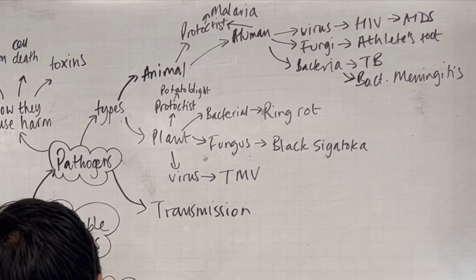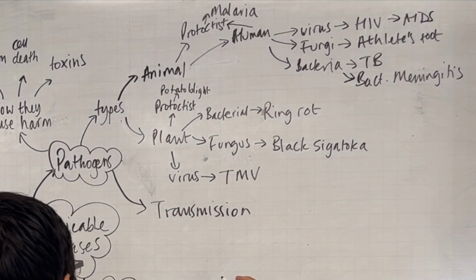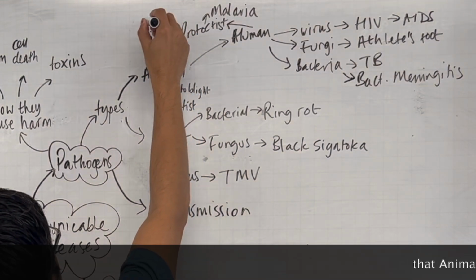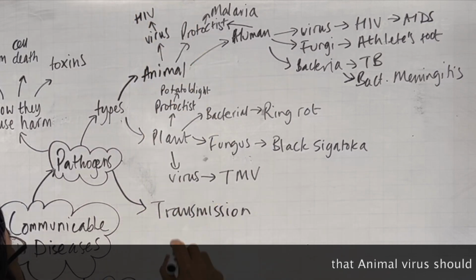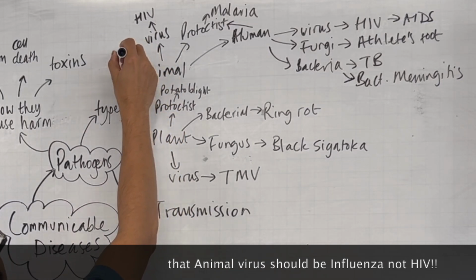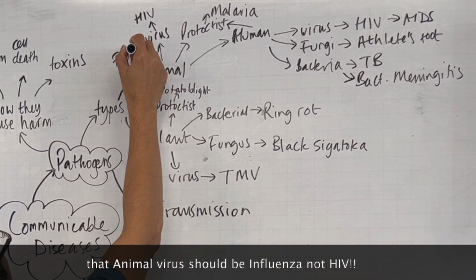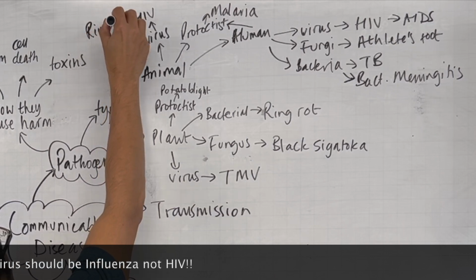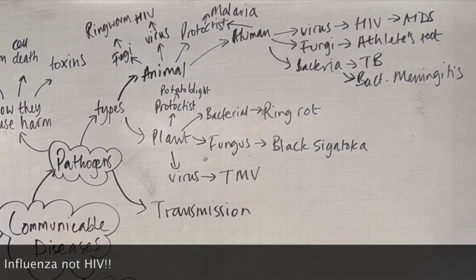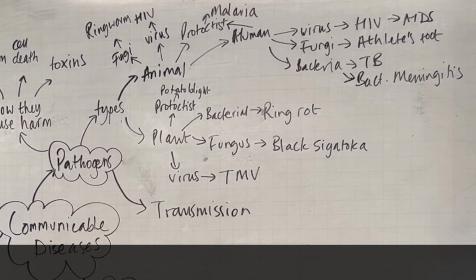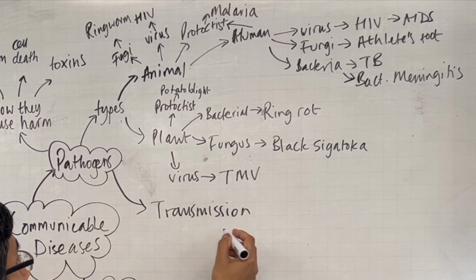Okay, and then animals more generally, we have influenza as a virus. So animals generally, we have virus, and that will be HIV. And animals generally, we have a fungus or fungi, and that is ringworm. Okay, so I'm just compartmentalizing things as best I can, and there we have all the plant and animal pathogens. And then the next thing that takes us to is transmission.